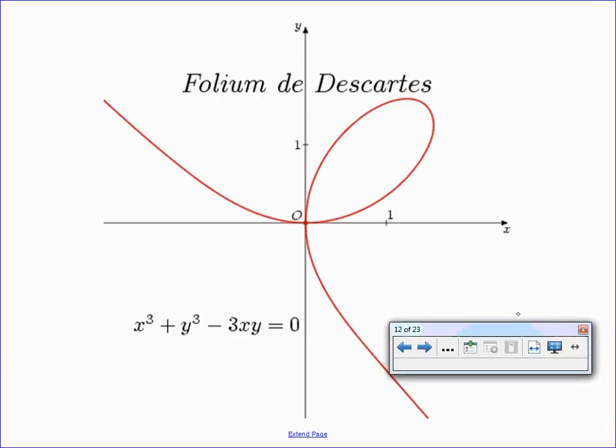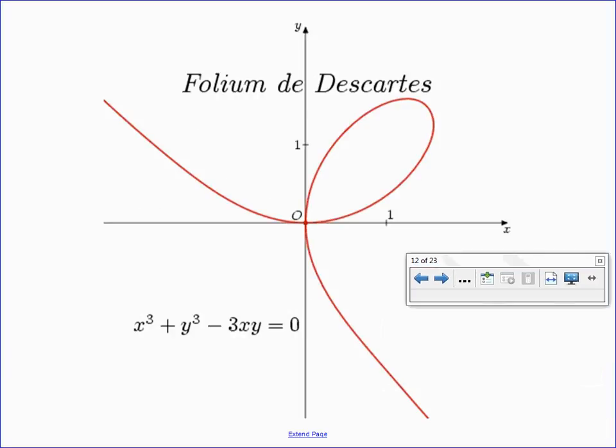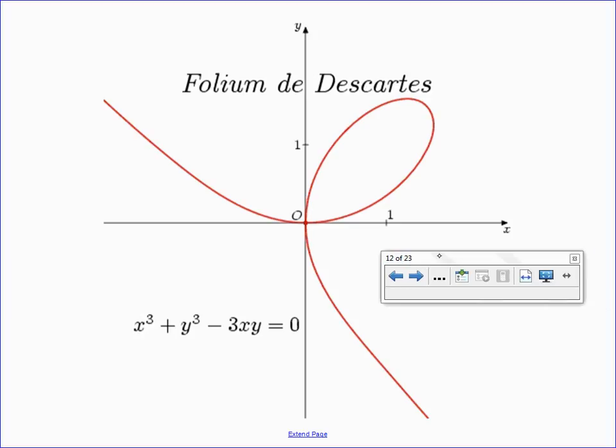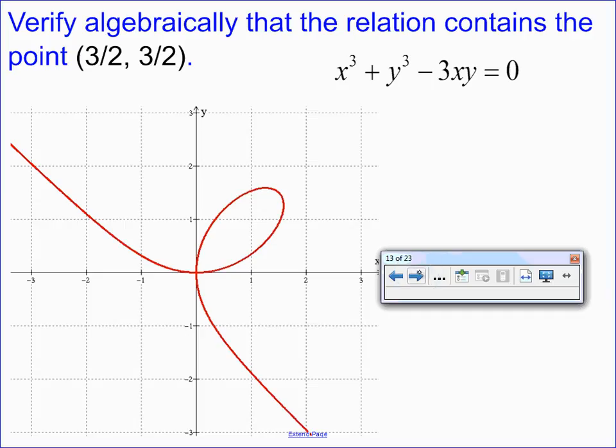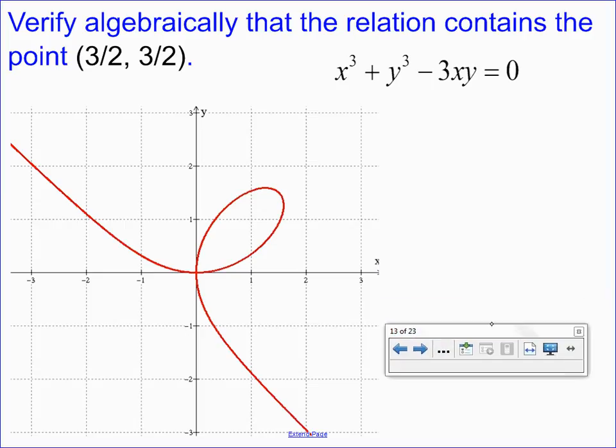I'd like to share with you the Folium of Descartes. Descartes is René Descartes, a famous mathematician who's credited with the Cartesian coordinate plane, the XY axis, and a variety of other contributions to the world of mathematics. This particular relation is not a function, right? This is called the Folium of Descartes. And what I want to do is use it as a kickoff point for more complicated implicit differentiation.